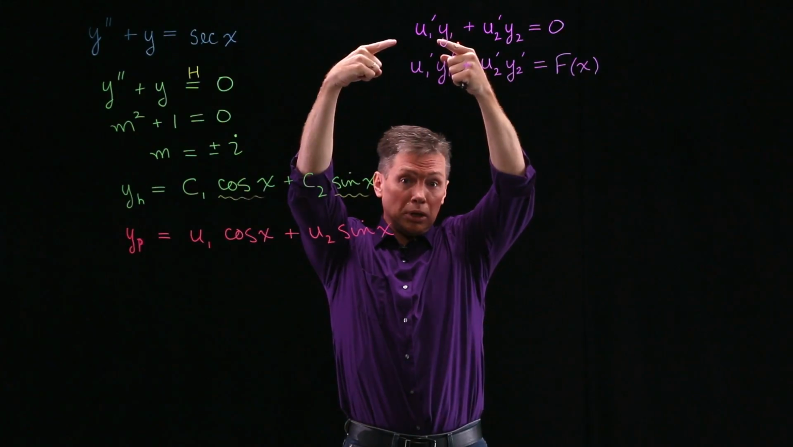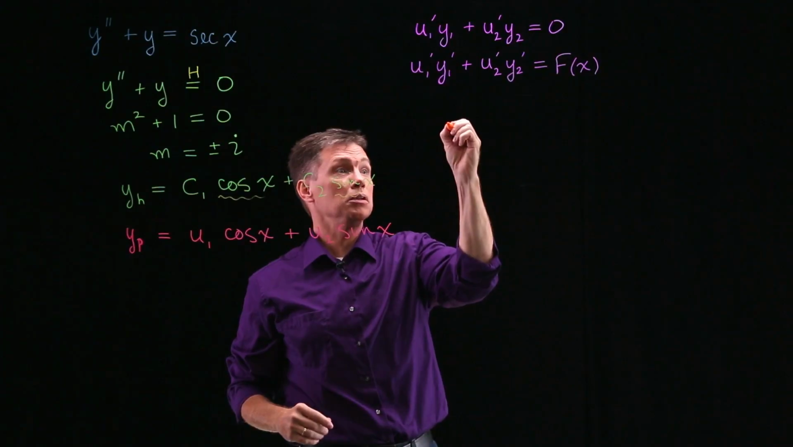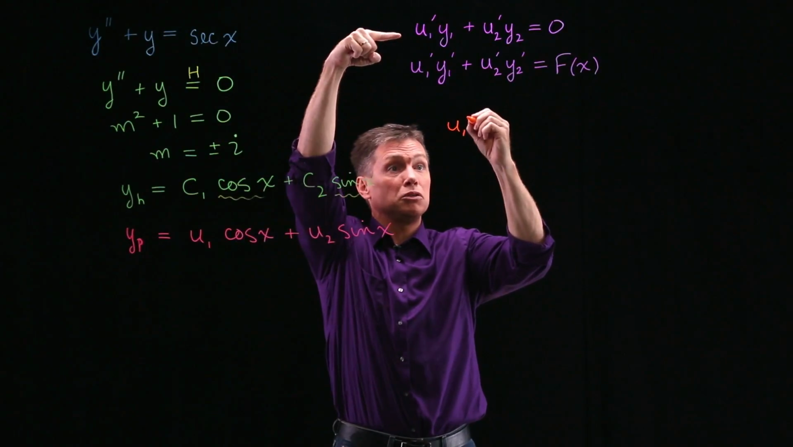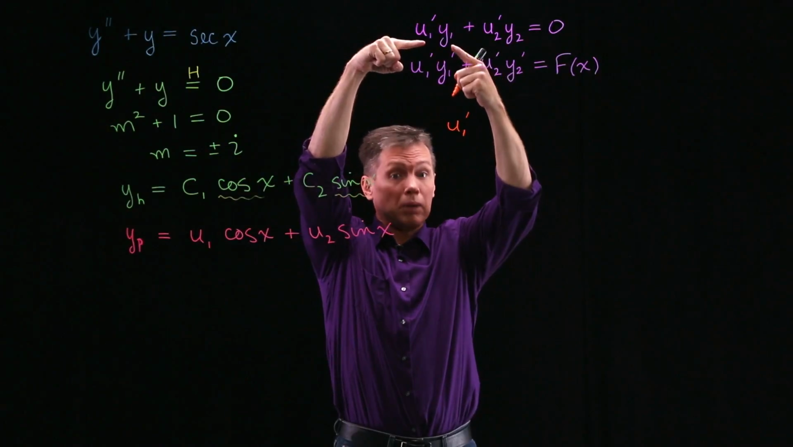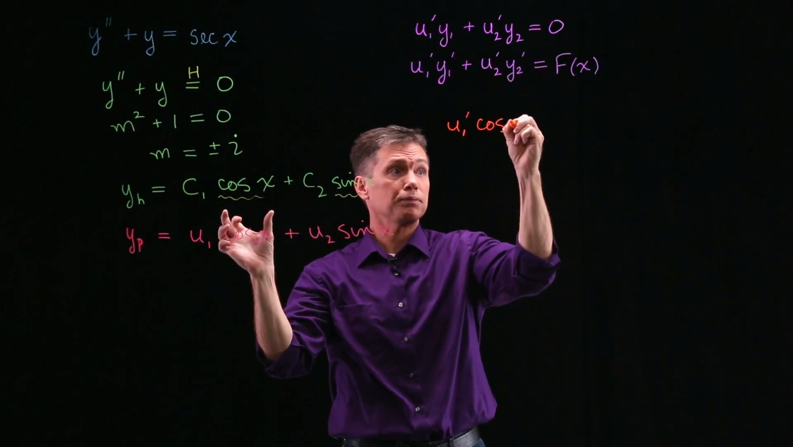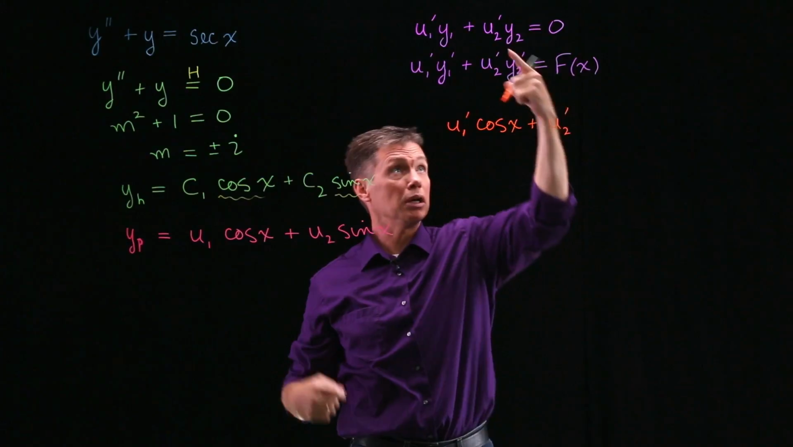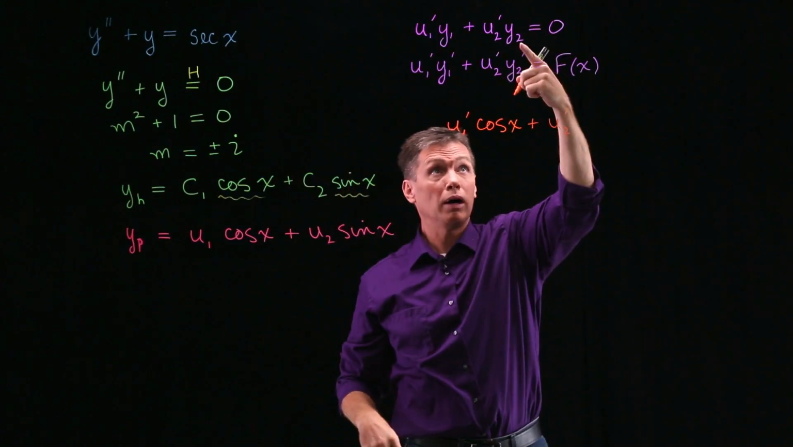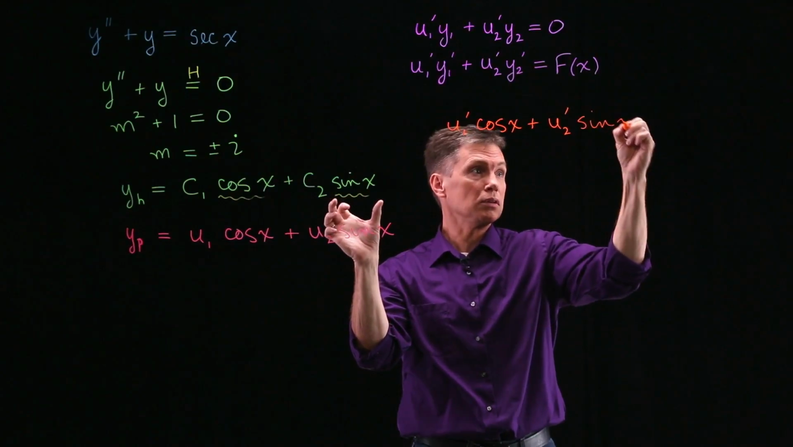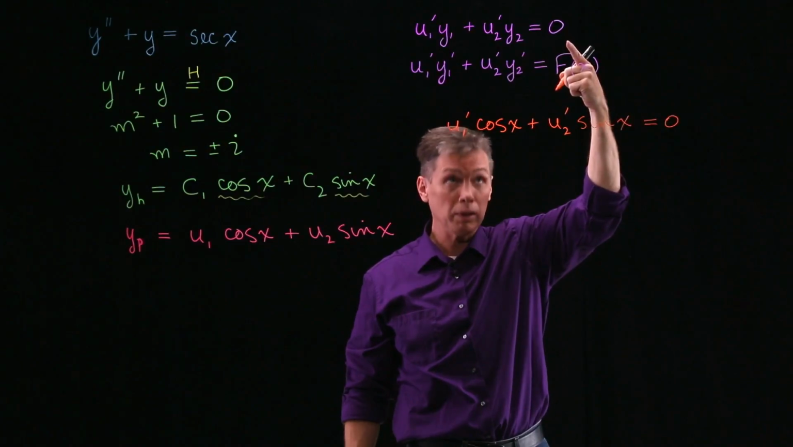First is u sub 1 prime, and I don't know that. That's going to be the goal of my work, is to find u sub 1 and u sub 2. So for now, I just write it as u sub 1 prime. But my y sub 1 is just that cosine of x. Okay, plus u sub 2 prime. I don't know what that is yet, but y sub 2 I know is my sine of x. And I know that that's going to be equal to 0 in this first equation.